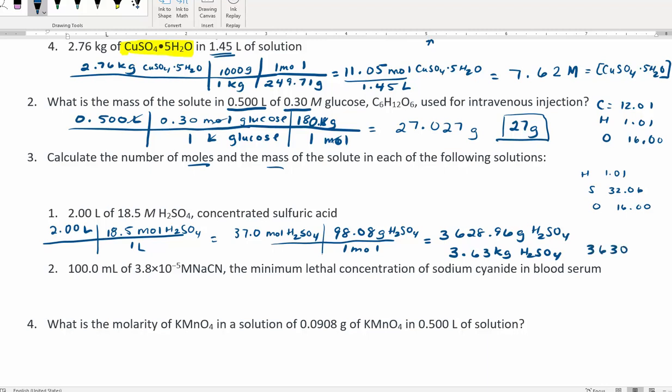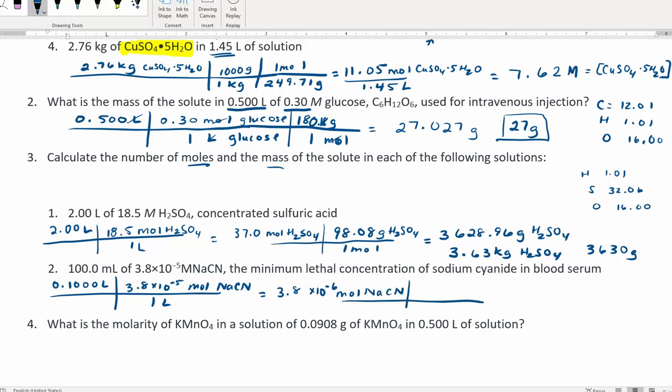3,630 would also be 3 significant digits if it was grams. Number 2, again, we're going to start with the volume. I'm going to convert that into liters and multiply it by the molarity. So that's moles of NaCN per 1 liter of solution. So I multiply 3.8 times 10 to the negative 5 times 0.1 and get 3.8 times 10 to the negative 6 moles of NaCN.